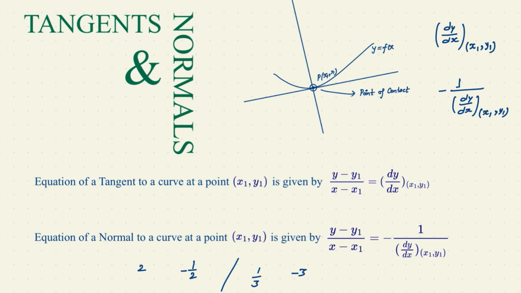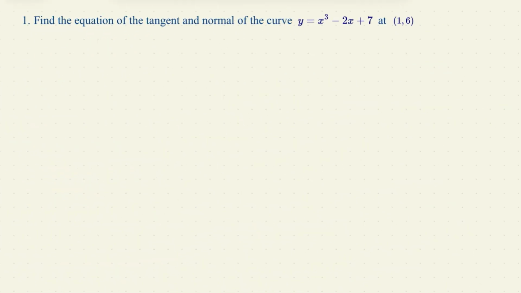So let's see some questions now. Find the equation of the tangent and normal of the curve y equals x cube minus 2x plus 7 at (1, 6). So the given curve is y equals x cube minus 2x plus 7, and the point of contact is (1, 6).